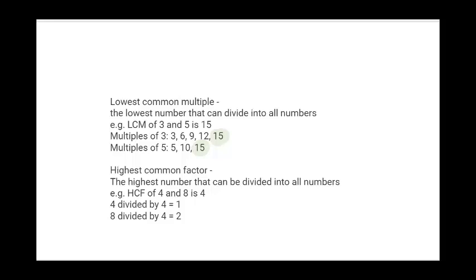The next is the highest common factor. The highest common factor is the highest number that can be divided into all the numbers. The highest common factor for 8 and 4 is the number 4. So it is 4 divided by 4, and 4 divided by 4 is 1, and 8 divided by 4 is 2. Therefore, the highest common factor that they both share is 4.